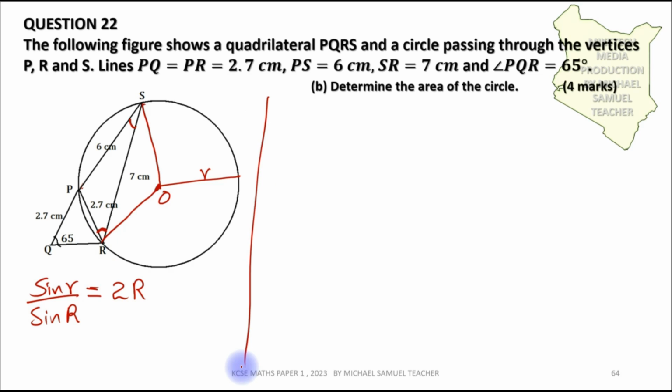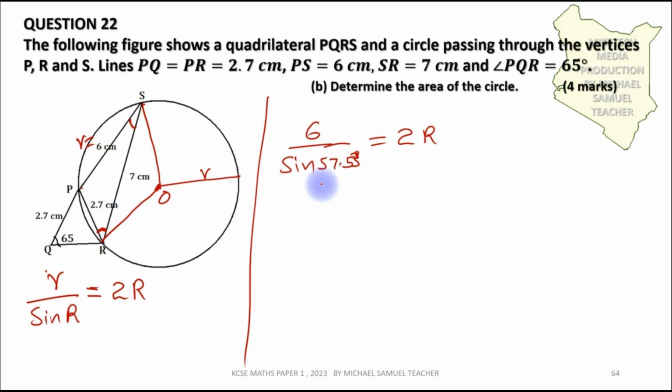So this will be side R, not sine R. Side R is opposite angle R. Therefore, side PS, which is 6, over sine R, which previously we got as 57.53, will be equal to 2R, where R is the radius of the circle if a circle was to be drawn on it.